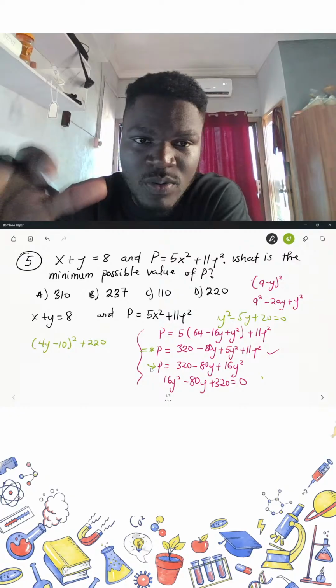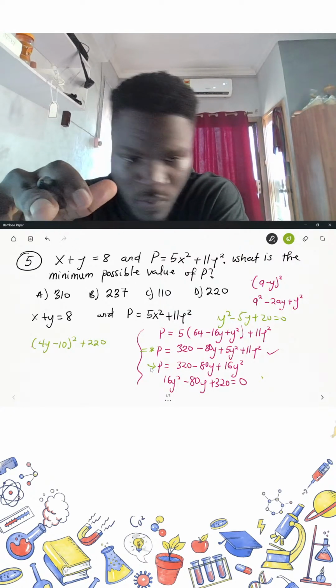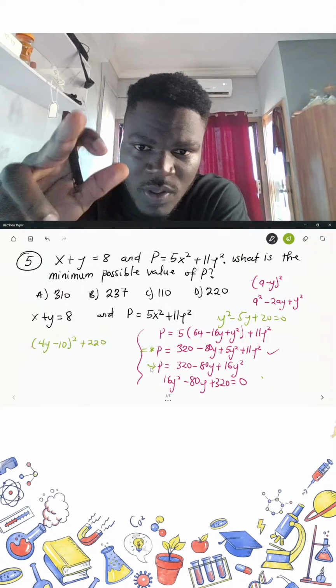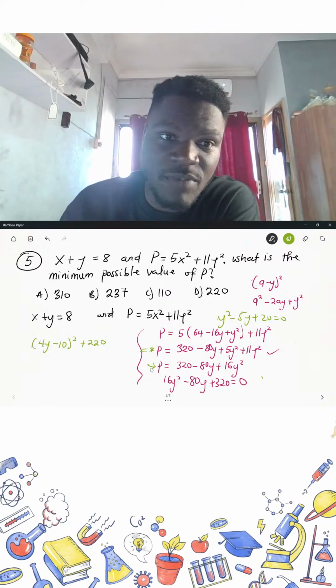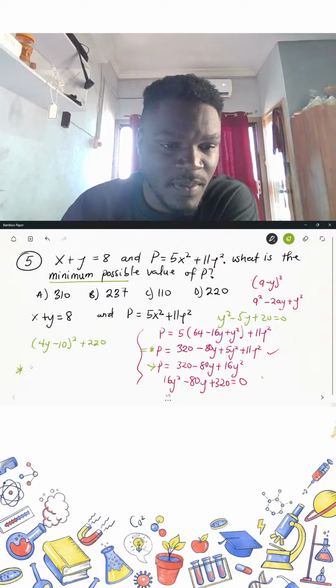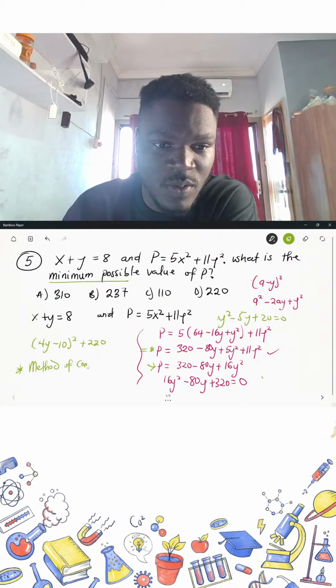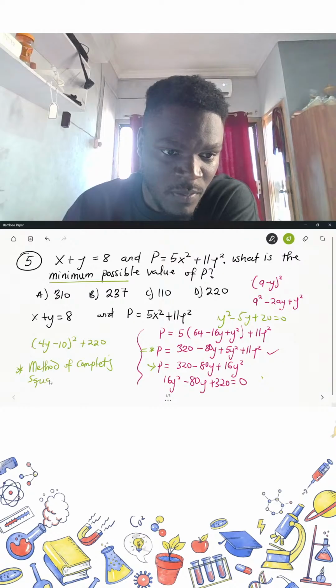So Kunal, I think I'll have to have a proper look at this question so that we solve it another time. I'll send the solution to you, because I'm not getting how they get this. The only thing I can possibly think of, because I have a minimum value here, is the method of completing squares in quadratic equations.